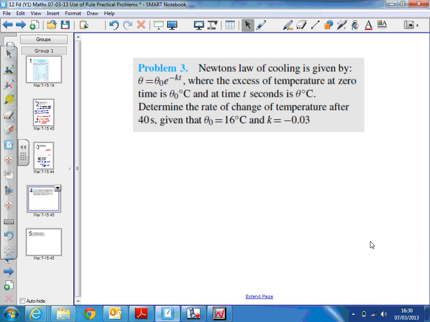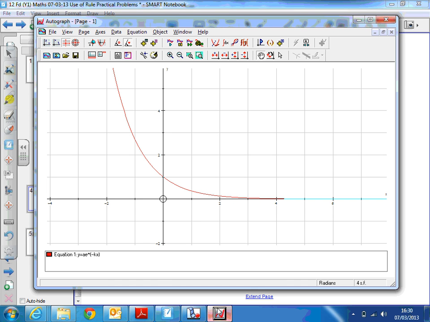So, work problem number 3 on this page 420, odd, 23. This particular one is about Newton's law of cooling, which is often used when things cool down, and it's an exponential decay function. If I look at it on Autograph, we can see it looks a bit like this, plotting the general exponential decay function. And what this is saying is that it's decaying from some start point.